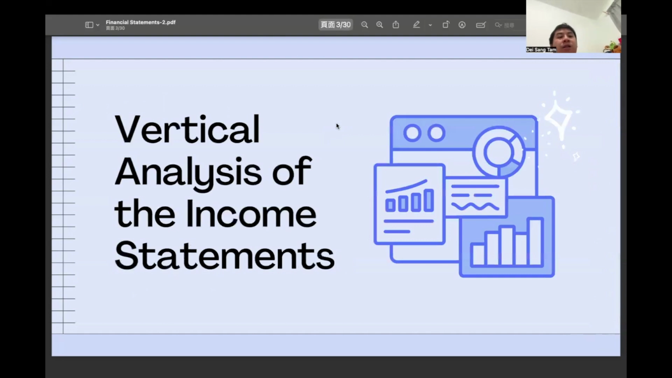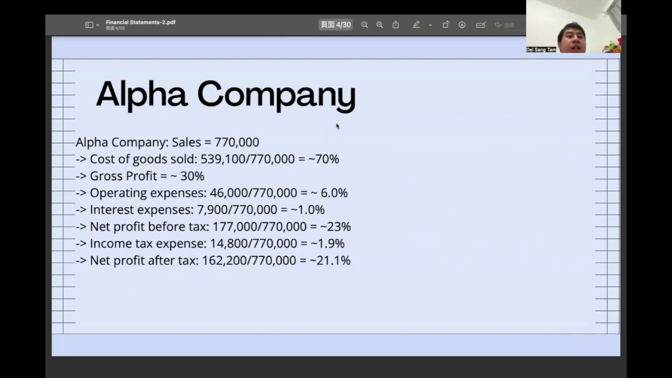So let me begin with the vertical analysis of the income statements. Here is the data of the Alpha company. The sales of the company is 770,000, and the cost of goods sold occupies about 70%, which means the gross profit is nearly 30%. For the expenses, the operating expenses is nearly 6%, while the interest expenses is nearly 1%.